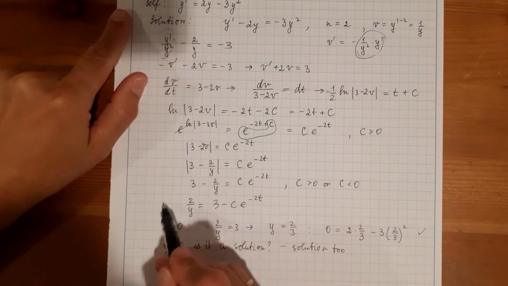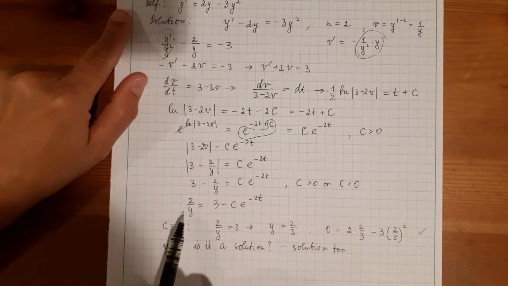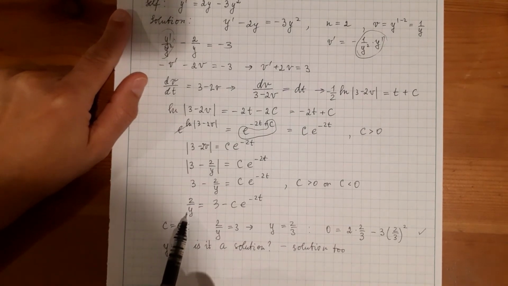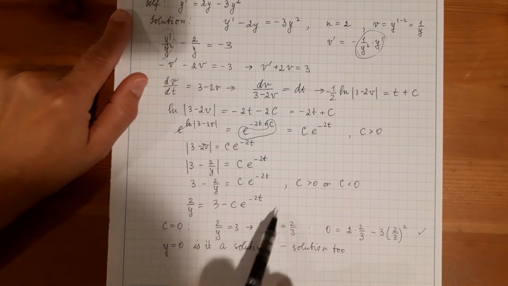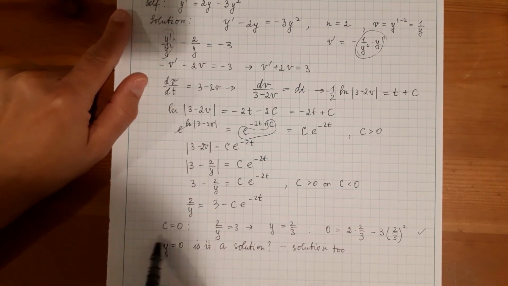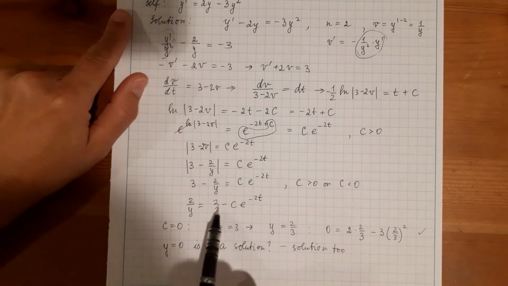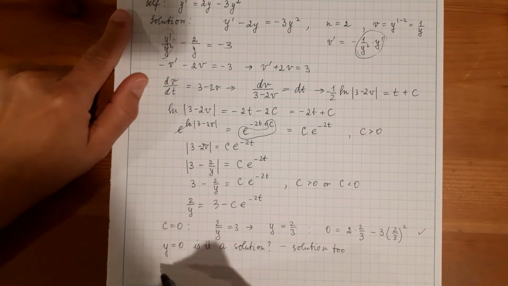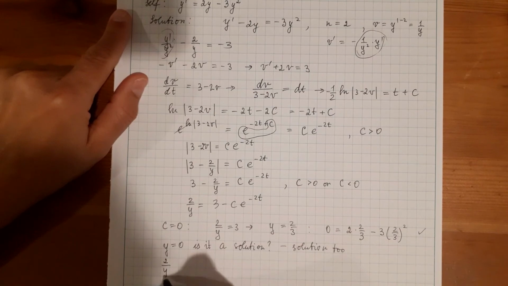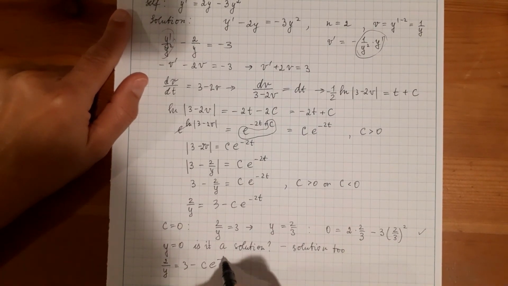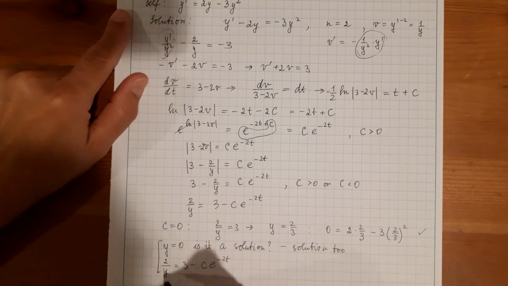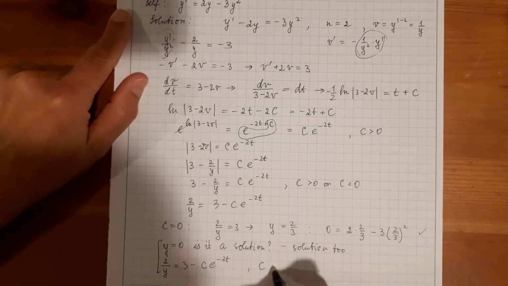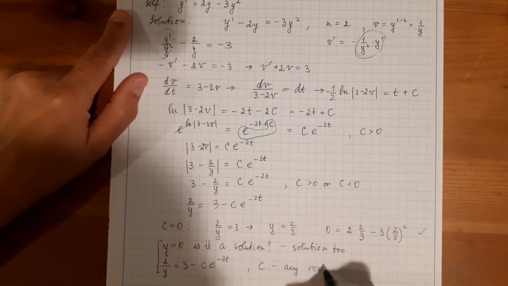So this is going to be the general formula, right? In this general formula, y equals 0 does not fit, because if you put y equals 0 here, you're obviously going to divide by 0. So this formula does not include y equals 0. If you give the solution as this formula, you have to add y equals 0 as a separate solution, okay? But what is good is that the constant here can be any number, positive, negative, or 0. Maybe I should write down the final: 2 over y equals 3 minus c e to the power of negative 2t. So these two are making a solution. C, any real number.